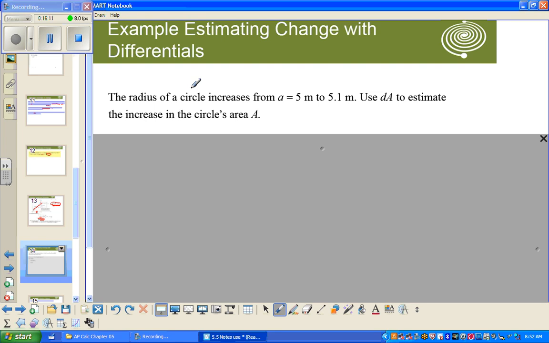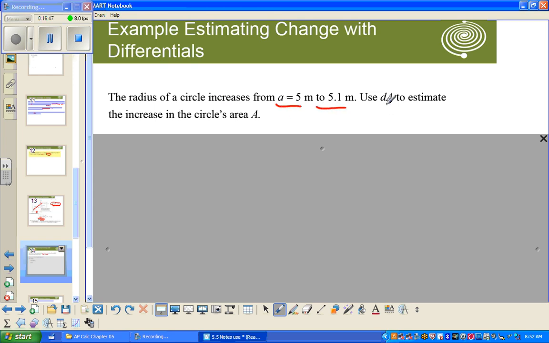An example of that: maybe we're looking at a cylinder, and maybe the variable we're changing is the radius of the cylinder. We would be able to show how a small change in the radius affects the volume of that cylinder, or its surface area, and so on and so forth. In the example I'm about to go through, the radius of a circle increases from 5 to 5.1 meters.